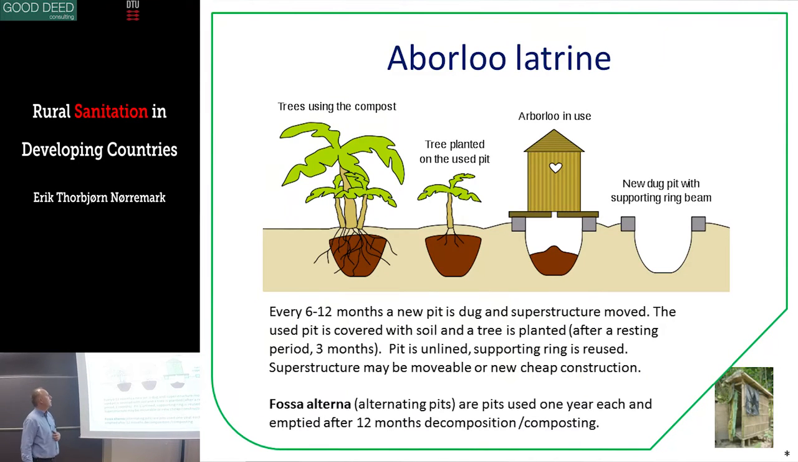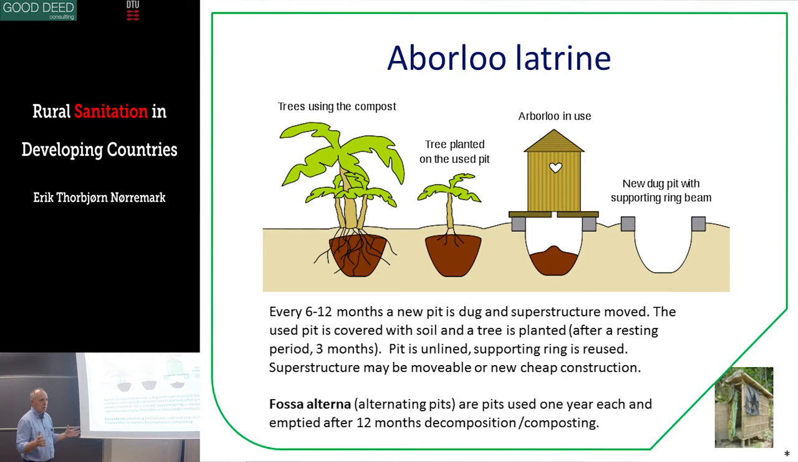The Arborloo, the plant a tree latrine. The concept is that you use the waste. You recycle the nutrition, but without touching it. You do it by planting a tree in the old pit, and you make small pits only, like 1 meter deep. You have a small ring for supporting the slab, and you have a superstructure that is so light that it can be moved.